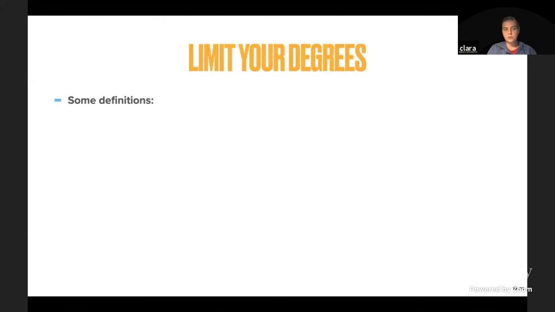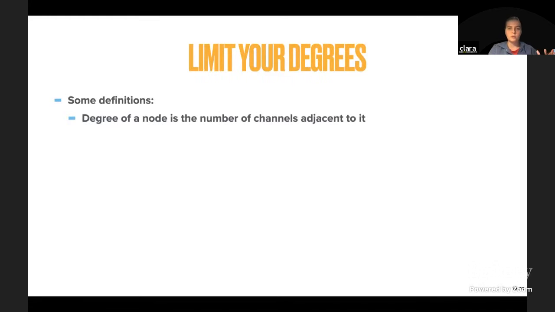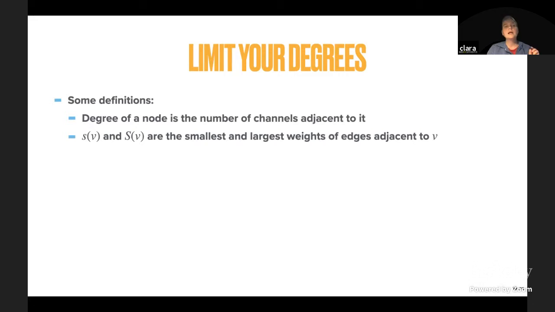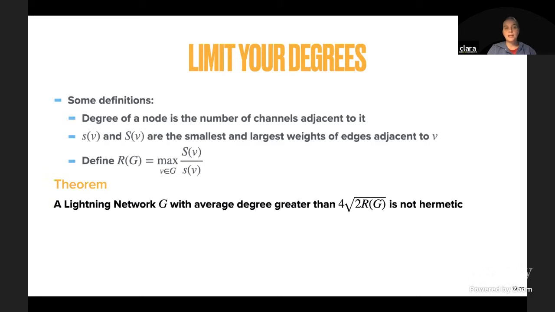So to introduce this theorem, I need to introduce a few more definitions. The degree of a node is just going to be the channels adjacent to it. And we're going to mark by small s and large S the smallest and largest weight of edges adjacent to this vertex V. And what's actually going to be interesting for us is this R of G, which is going to be the maximum of this ratio over all of the vertices in the network. So given that, we can show the following theorem, that a Lightning Network G that has an average degree greater than this is not hermetic.